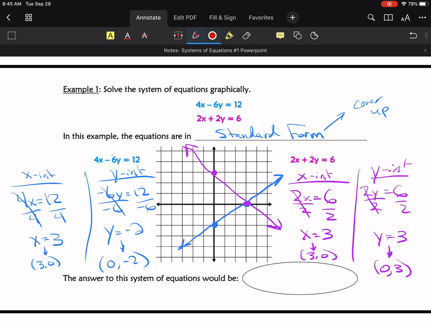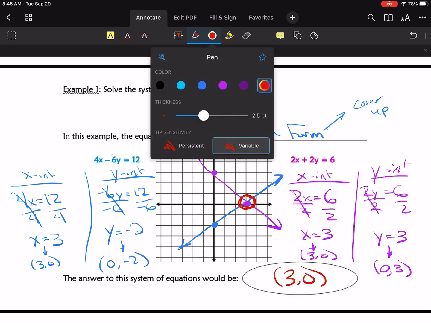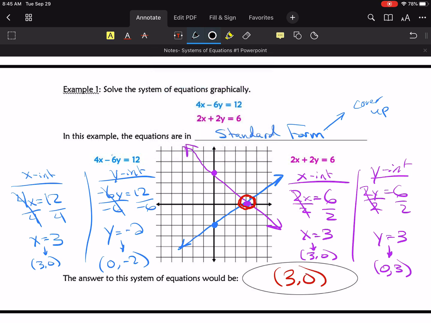Now, we're looking for the intersection point where the two lines cross or hit each other, and that would be right here. So my answer for this system would be that ordered pair where they hit, which would be 3, 0. Okay, so that's an example graphically.